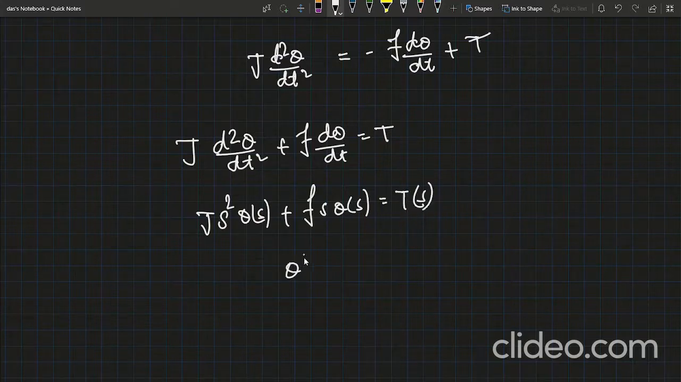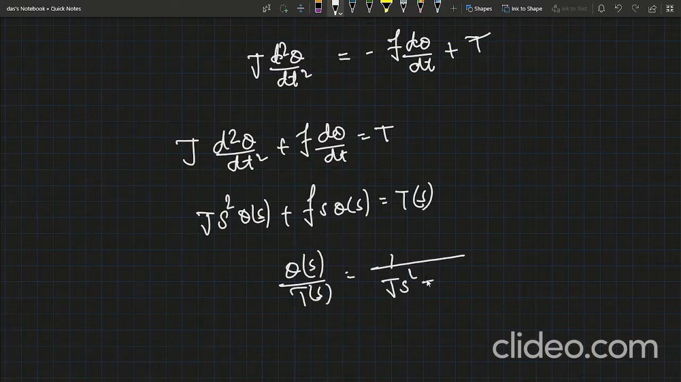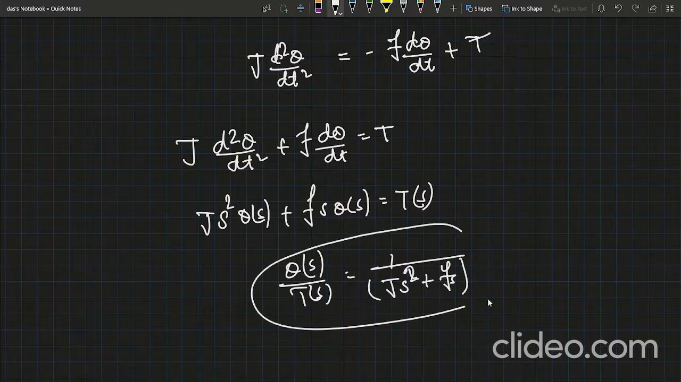So now what is the mathematical form of theta(s) by T(s)? That is equal to 1 by (J s squared plus f s). So this is the modeling. So this is the transfer function relating the rotational system angle theta and the torque that produces it, and the interrelationship between them. Okay, so this is very important for the rotational mechanical system.